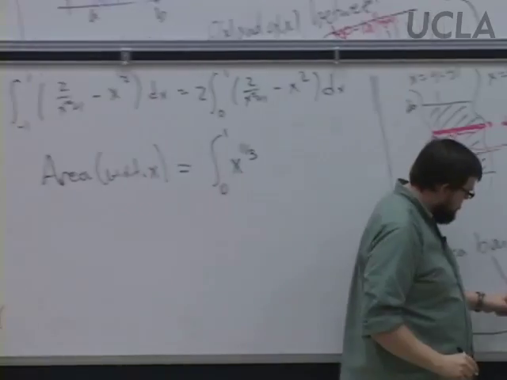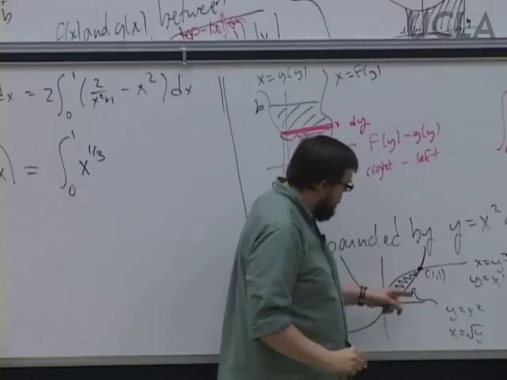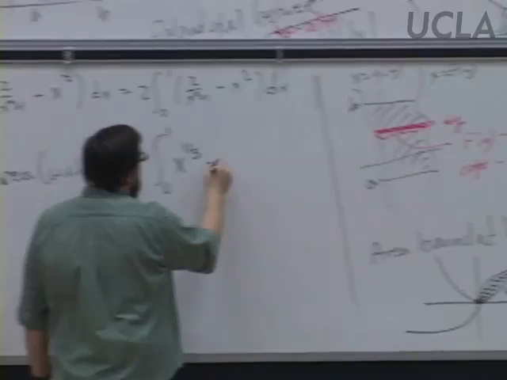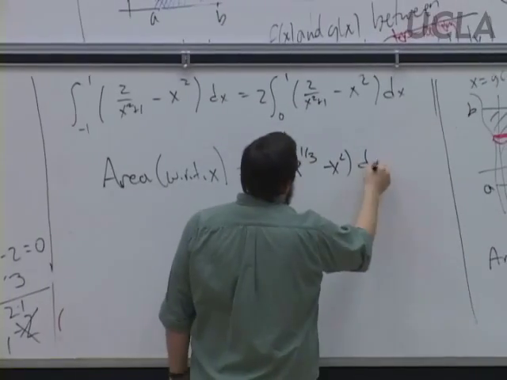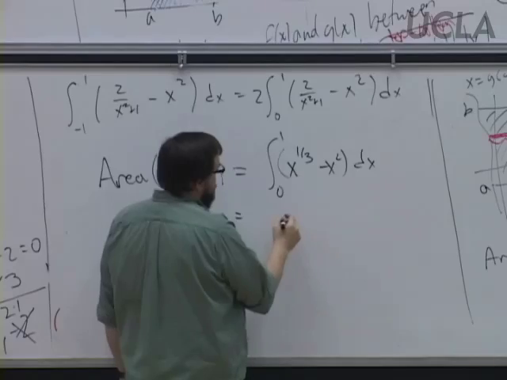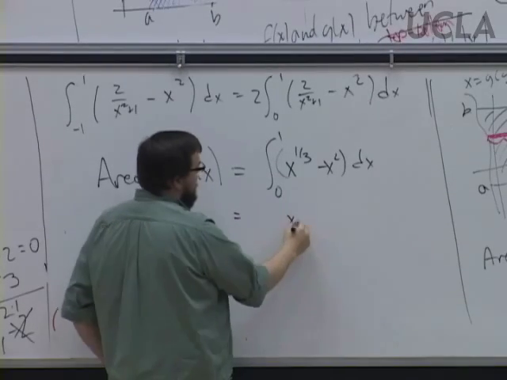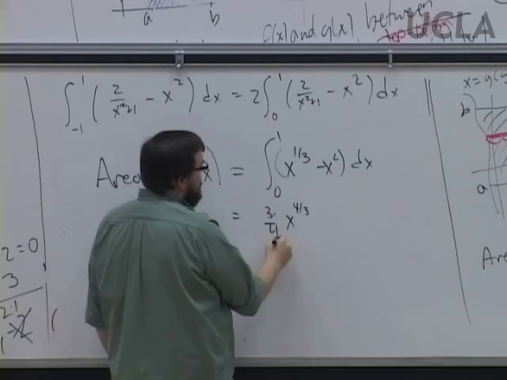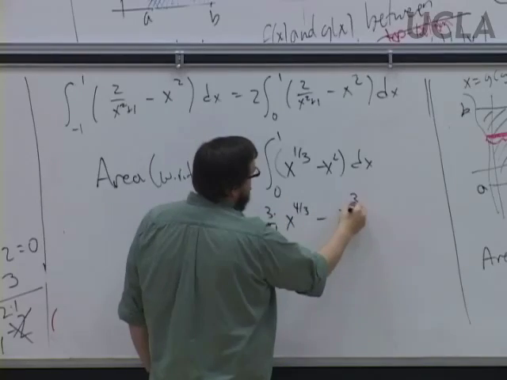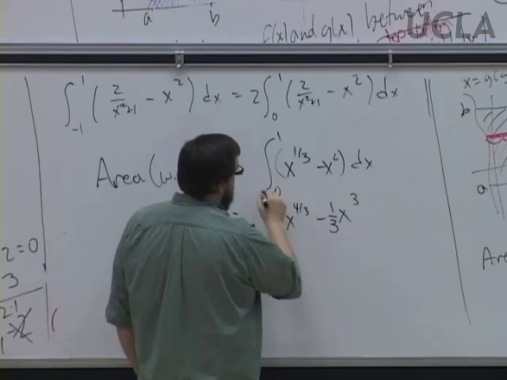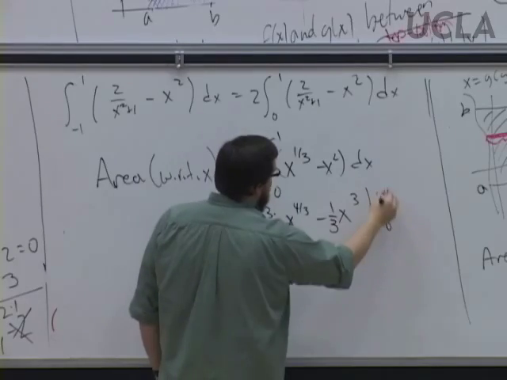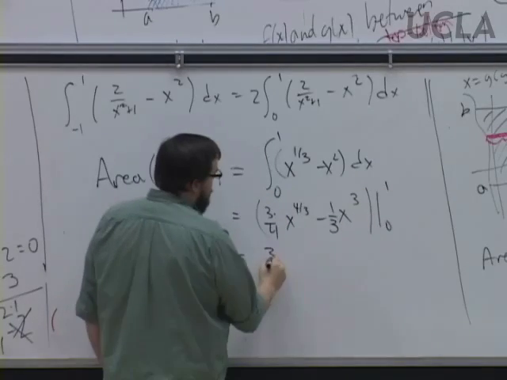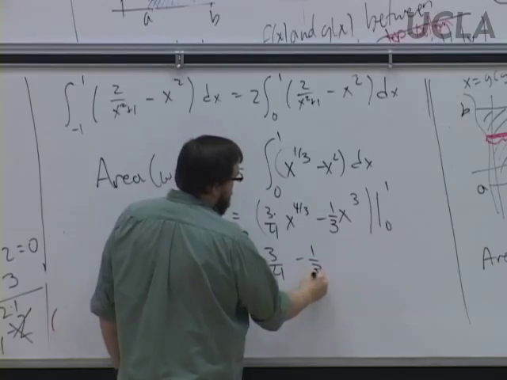Subtract this y equals x squared. So x to the 1/3 minus x squared dx. Now, we can do this integral. I add 1 to the exponent and get x to the 4/3. Then I multiply by the reciprocal, 3/4, minus x cubed times the reciprocal, 1/3. And I evaluate from 0 to 1, which is 3/4 minus 1/3. And I plug in 0, I get 0.